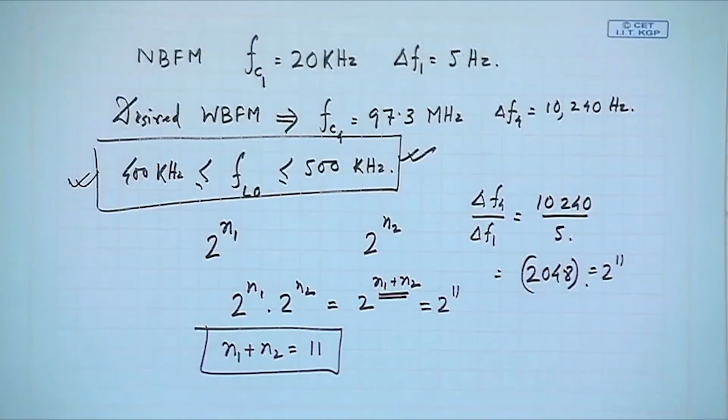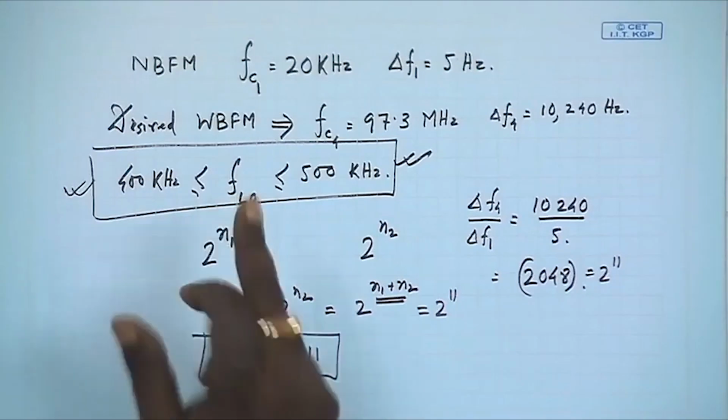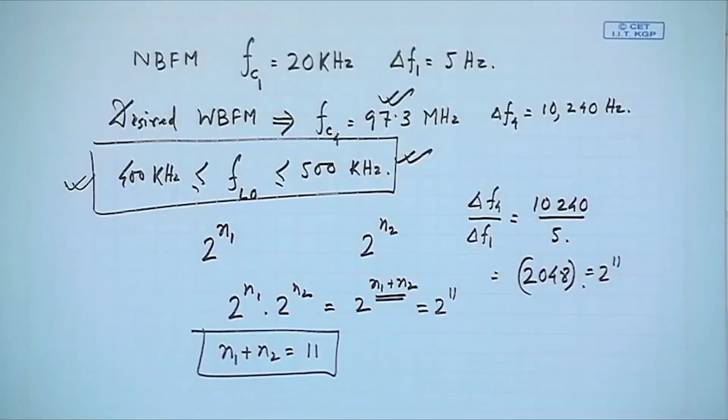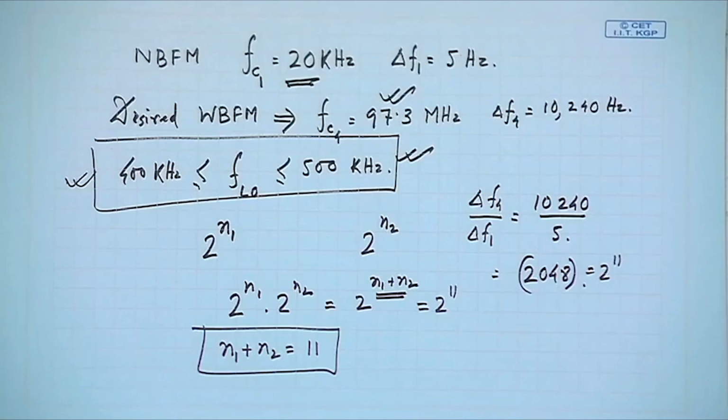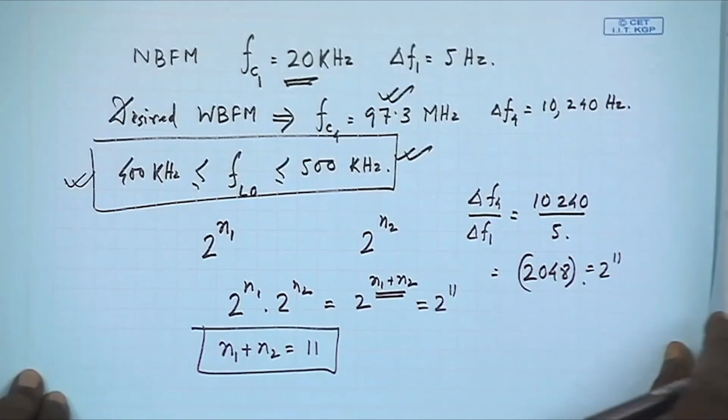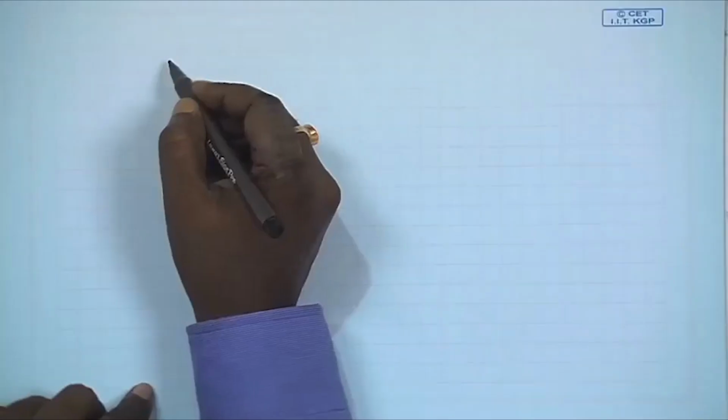But there is also another thing I have to keep in mind, that my local oscillator must be restricted to this range. Whatever I keep, I will finally have to do a translation, that will be done by a local oscillator, and after doing that translation I should also match the frequency so that it goes to 97.3 from this 20 kilohertz. That is also something I will have to keep in mind. So, let us try to see what will be happening. Suppose the first stage is n1 multiplication, second stage is n2 multiplication.